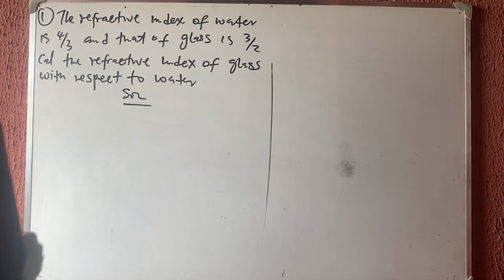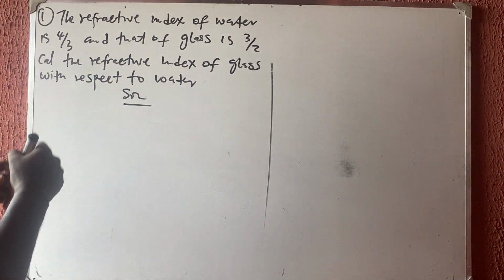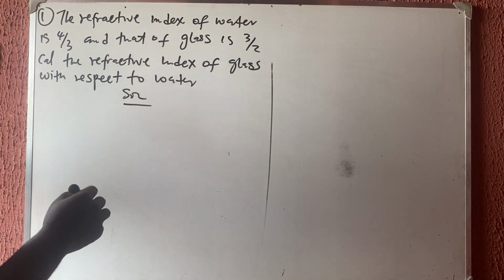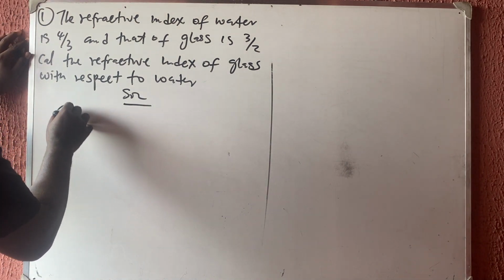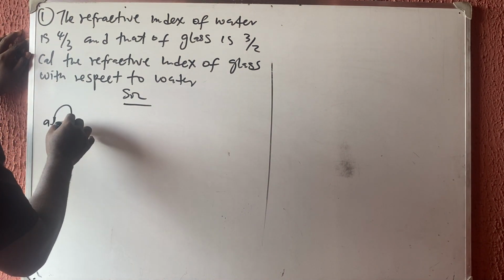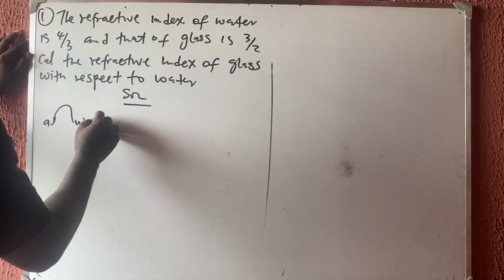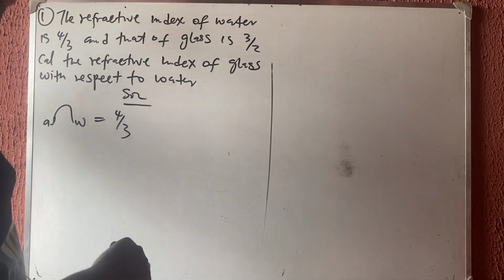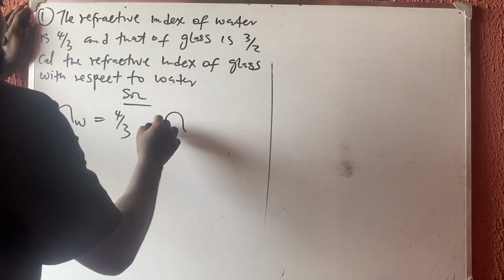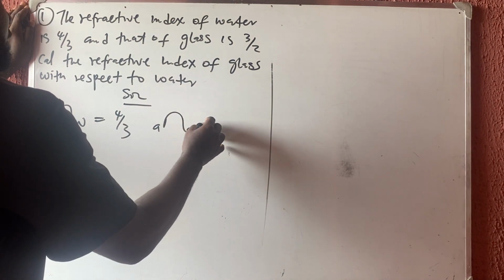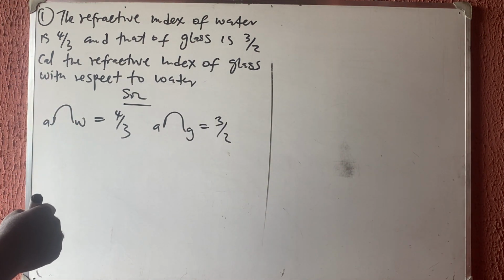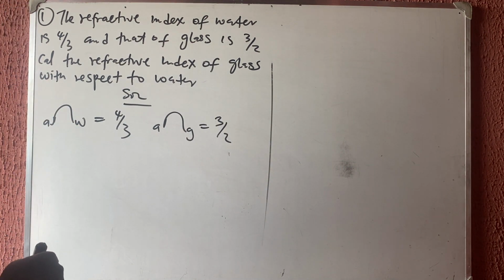Solution. They gave us the refractive index of water. Please, if they say the refractive index of water, know that it is coming from air to water. So the refractive index from air to water is 4/3. And that of glass, from air to glass again, is 3/2. Then what is the refractive index of glass with respect to water?